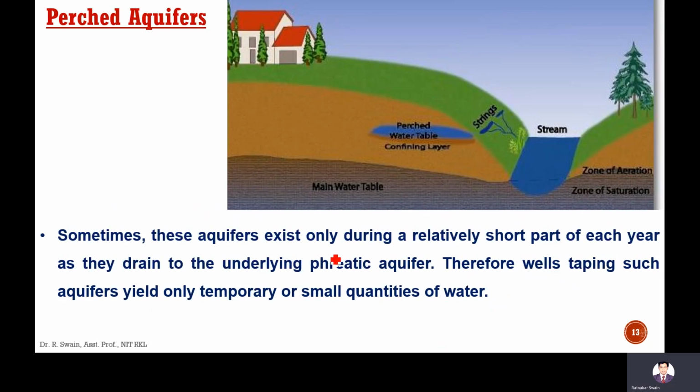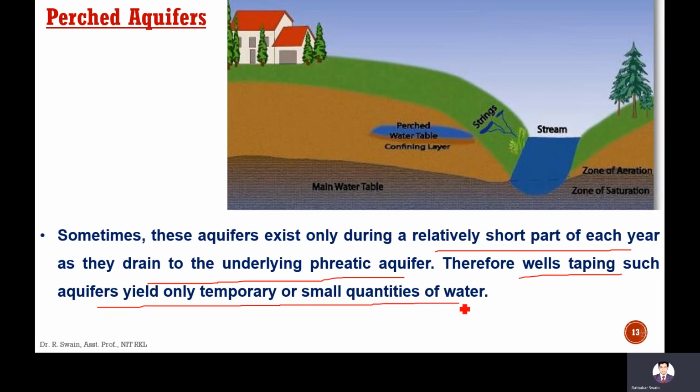Sometimes these aquifers exist only during a relatively short period of each year, as they drain into the underlying phreatic aquifer. Therefore wells tapping perched aquifers yield only temporary or small quantities of water. If you construct a bore here, a small quantity of water can be extracted, but it is available for a short period of time, and gradually the water storage decreases. So this is about perched aquifers.